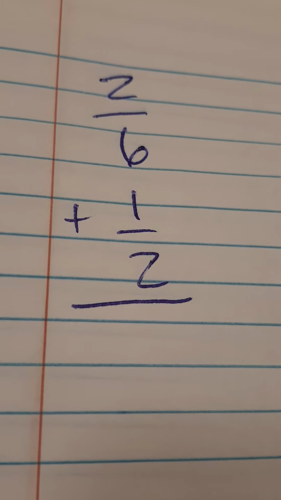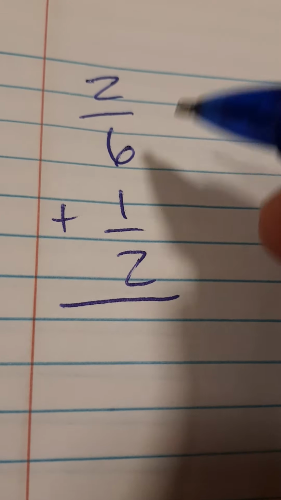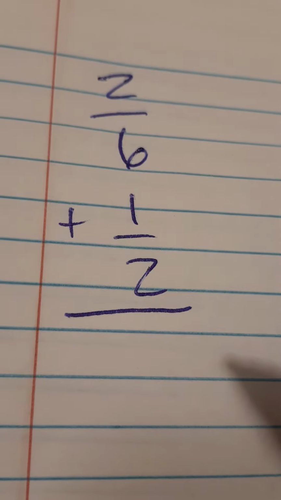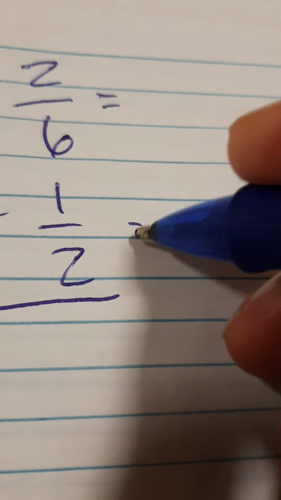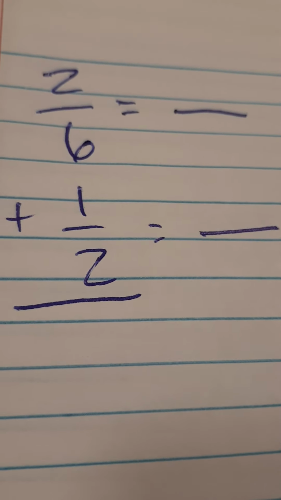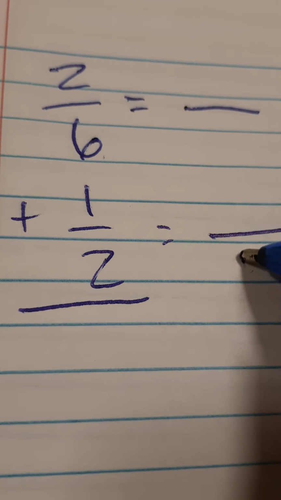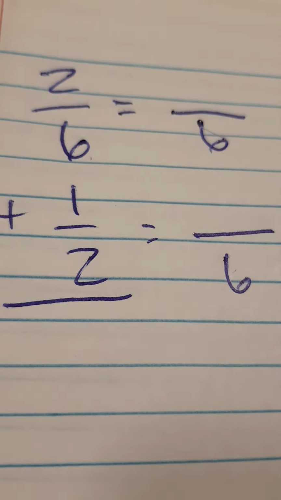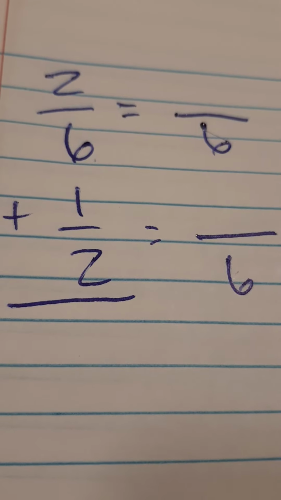Our denominators are different, so let's see if we can make them the same. Can 2 fit into 6 evenly? Yes, it can. So let's do our setup. Since 2 can fit into 6 evenly, 6 can become our new denominator. And now we can do our equivalent fractions.